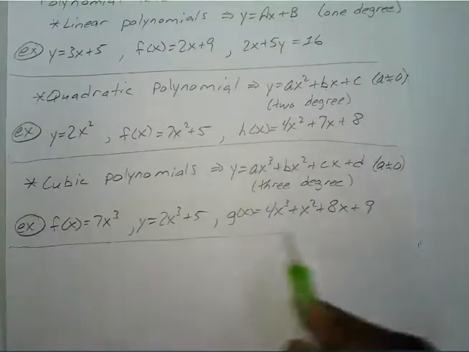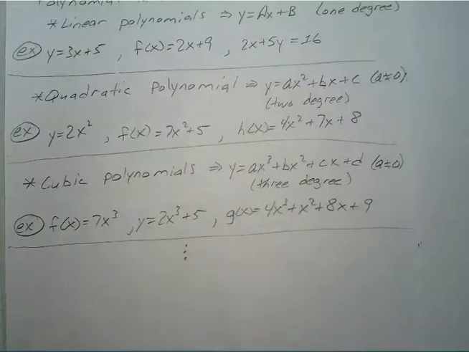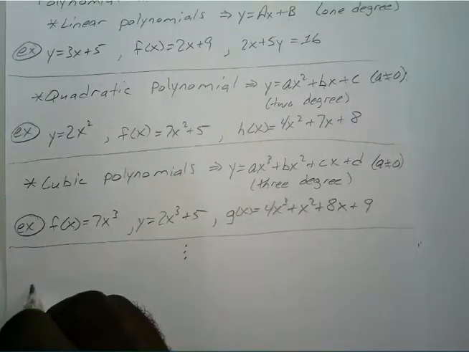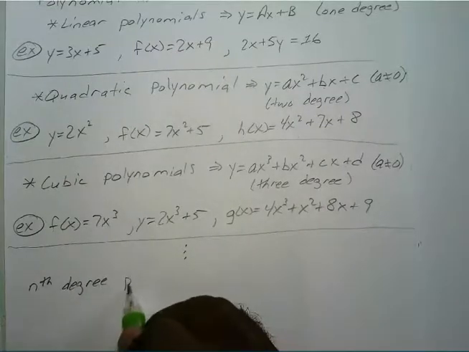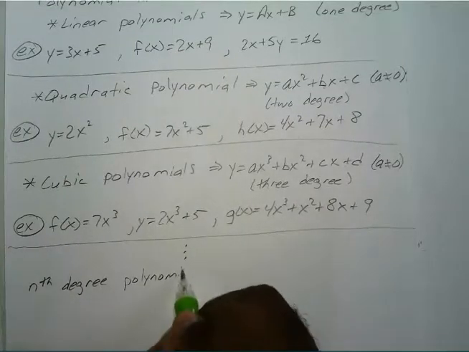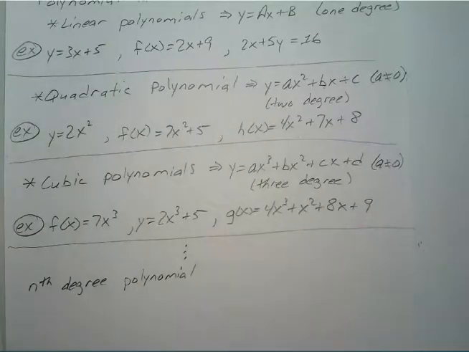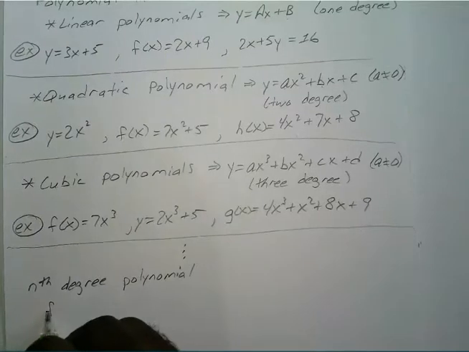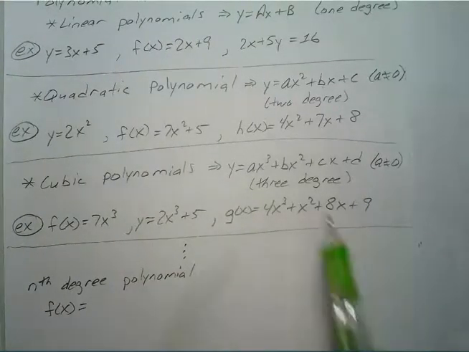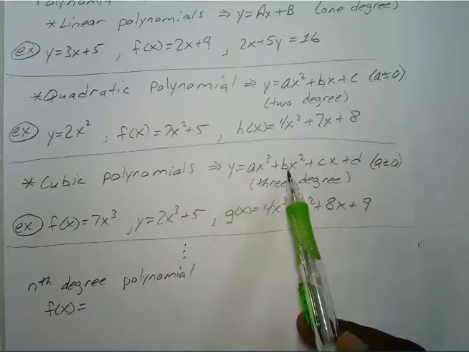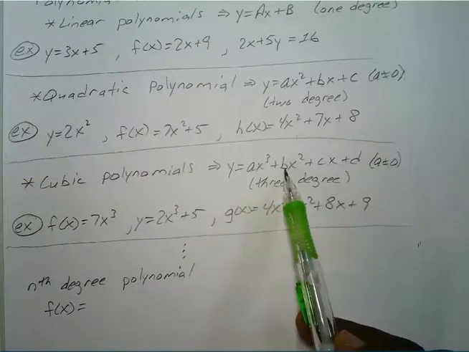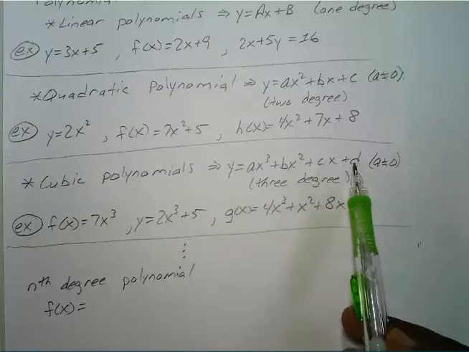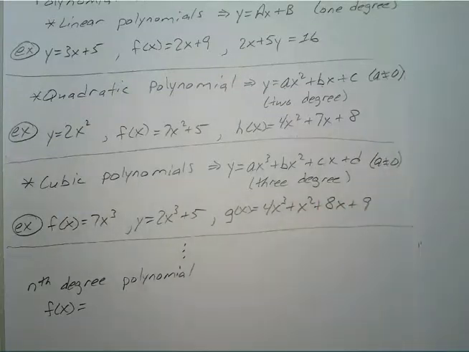So this can keep going on and on forever till you hit some nth degree polynomial. And that would have the form of f of x is equal to, here you have your coefficients of a, b, c, and d, we're just going to make it a sub n minus 1, a sub n minus 2, a sub n minus 3, and keep on going from there.